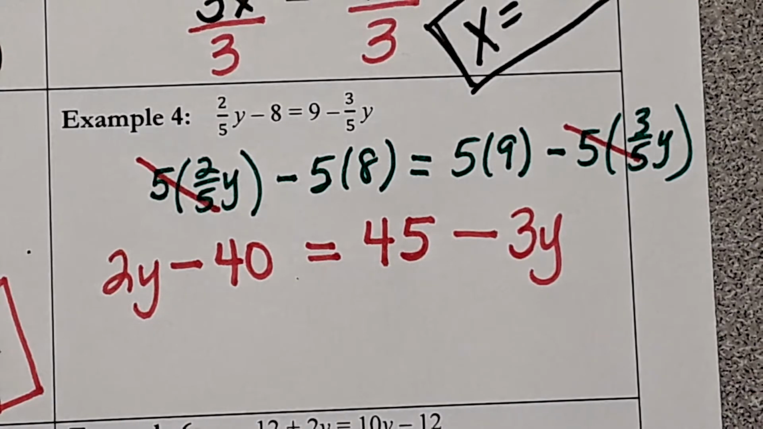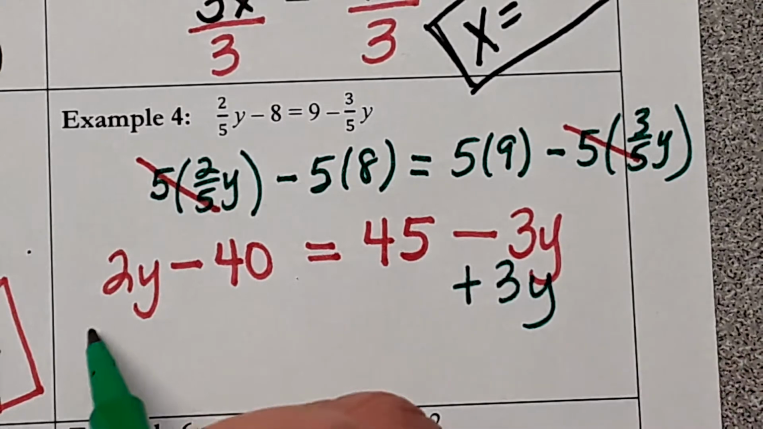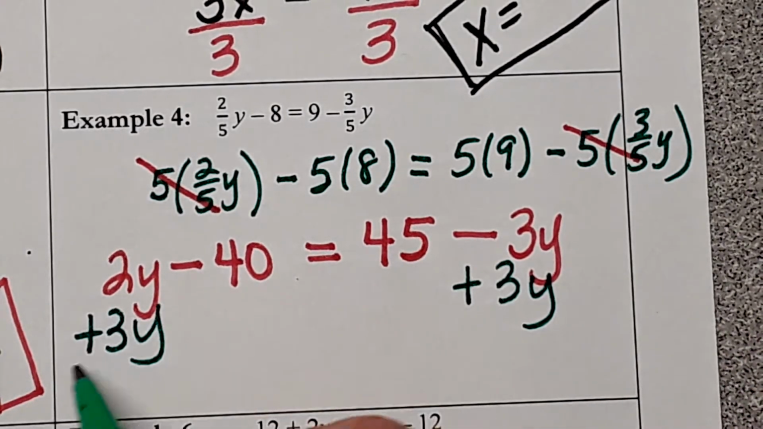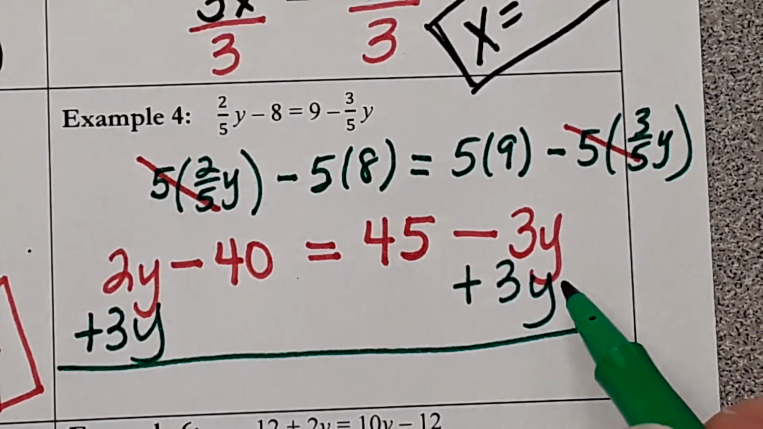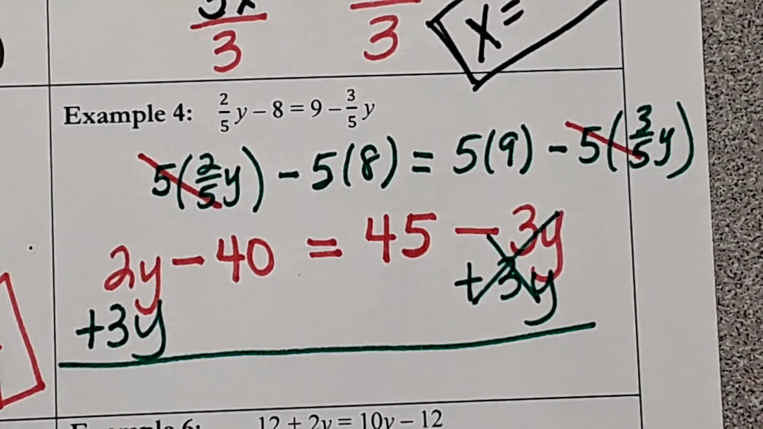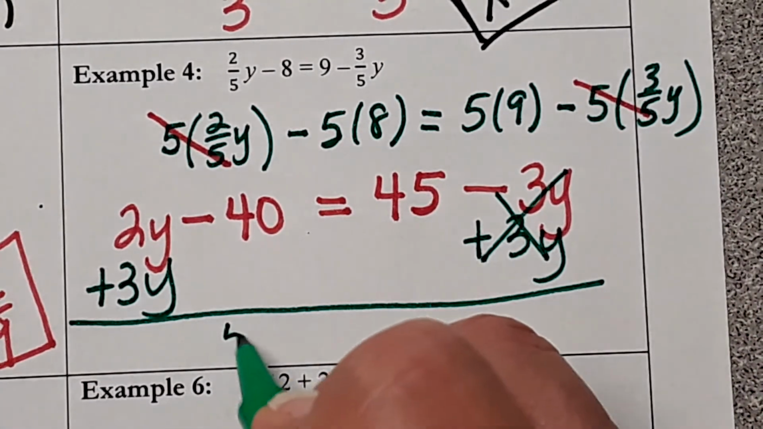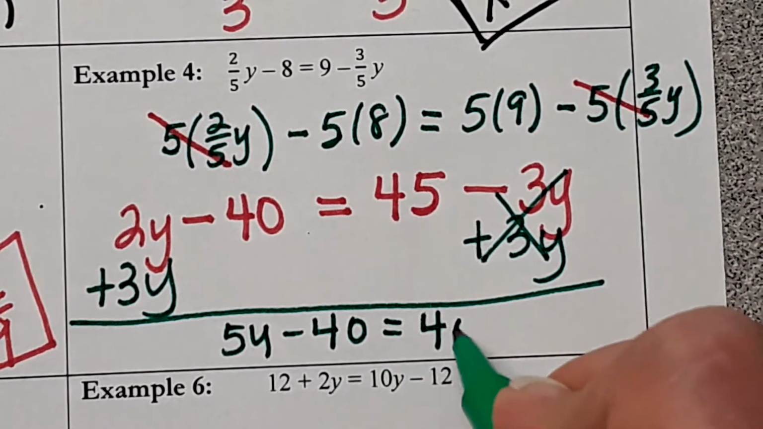Now, what am I going to move? What variable am I going to move? Yep, I'm going to add 3y to 2y, because I always move my variable from the right-hand side of the equal sign to the left-hand side. So 2y plus 3y is 5y, minus 40 equals 45.